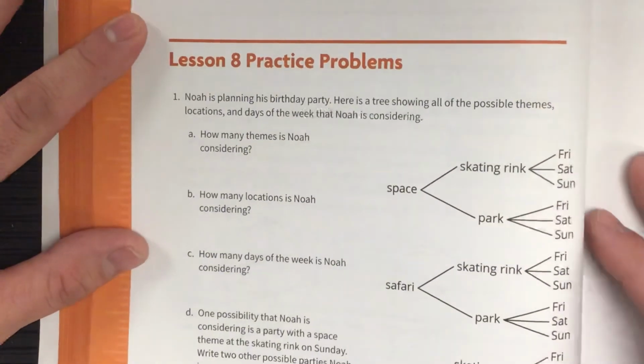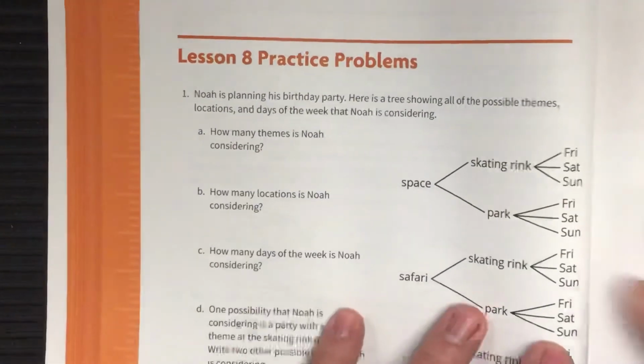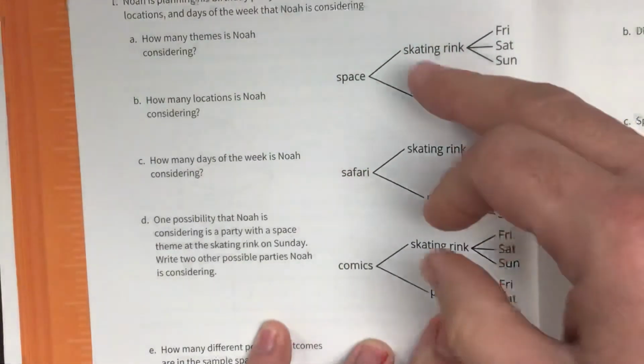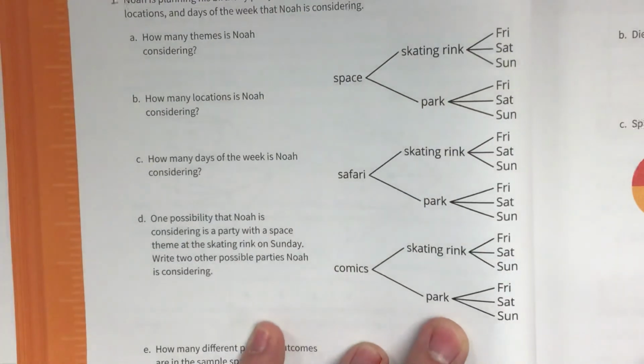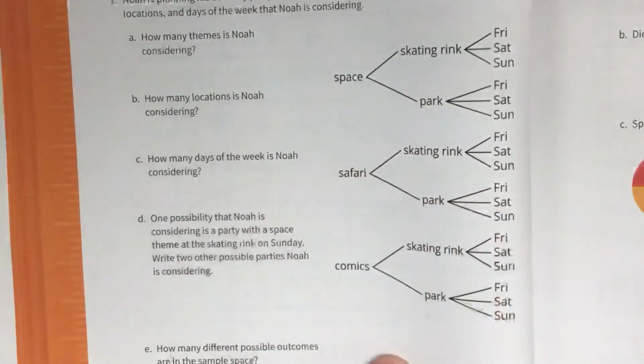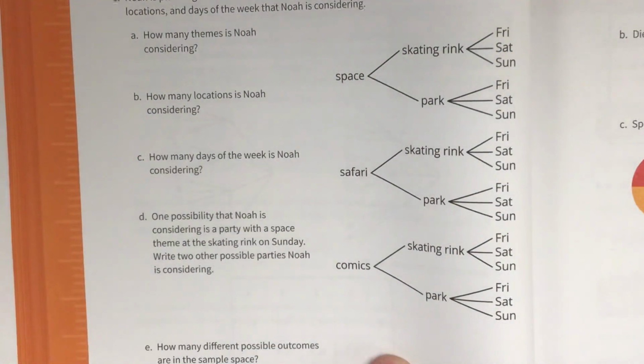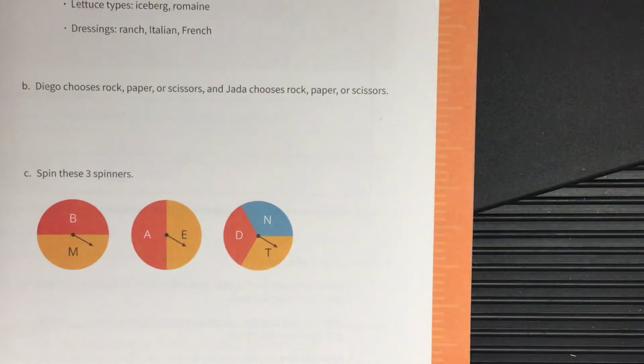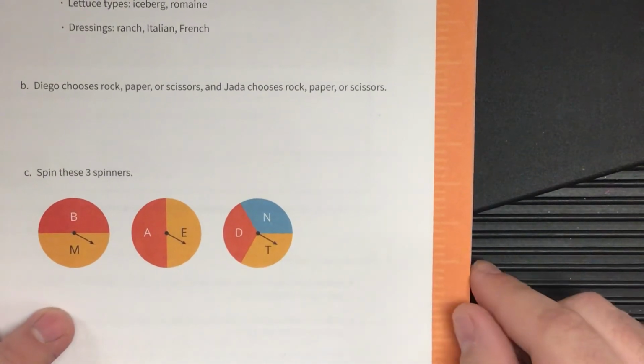Okay, he has a tree diagram. He's planning a birthday party. He's got 3 different themes he could do at 2 locations and 3 options for days. It's asking you for questions A through E. Remember, if it says outcomes, you can list them. If it says sample space, you have to write them all out. Know the difference between the 2.